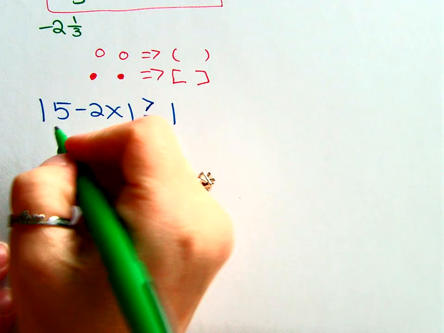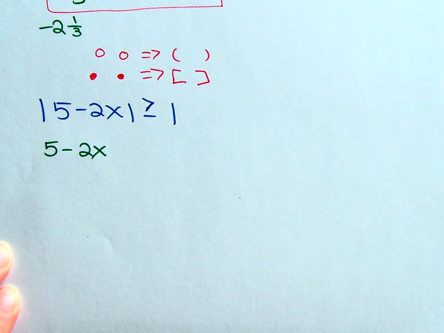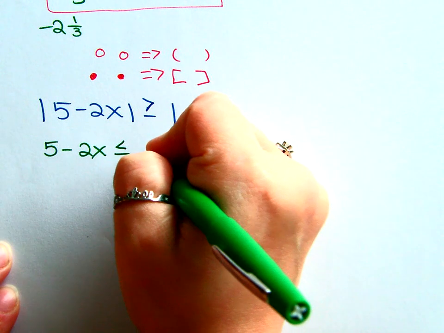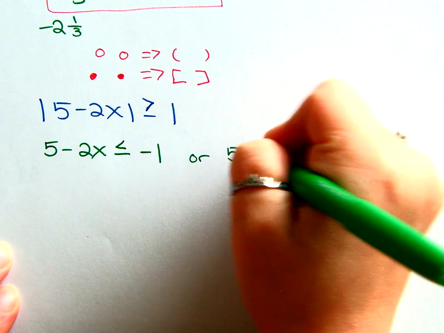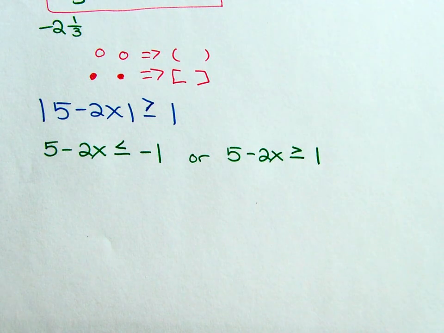What's inside the absolute value stays the same. But when I'm comparing it to the negative version, I'm going to have it be less than or equal to. Or what's inside my absolute value is going to be greater than or equal to the positive version. When I graph this on my line, as you will see here in a minute, I'm going to have a part shooting off to the left towards negative infinity, and a part shooting off to the right towards positive infinity. They're not going to be shaded in the middle like our last one was, because these are not going to overlap.